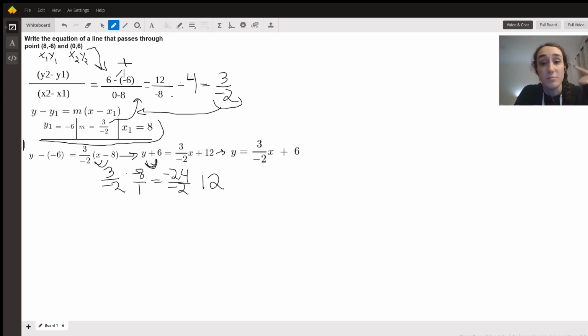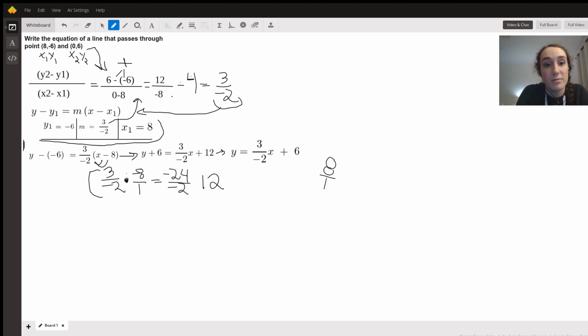So you're probably asking, where does the 12 come from? Well, 3 over negative 2 is being distributed to this negative 8. I know that 8 as a whole number looks like a fraction, 8 over 1. So I have 3 over negative 2 times, and I'll put my little dot here to show multiplication, 8 over 1. I multiply 3 by negative 8, which gets me negative 24, and then negative 2 times 1, which is negative 2. That's 12.